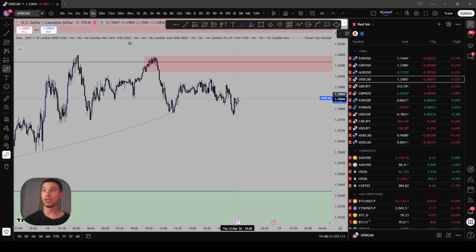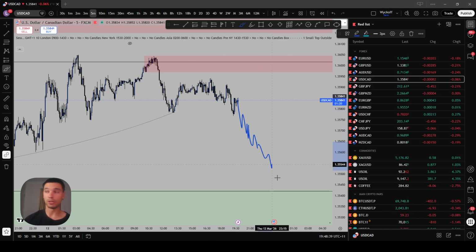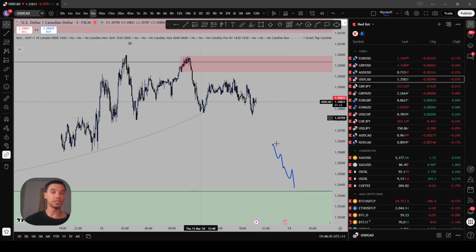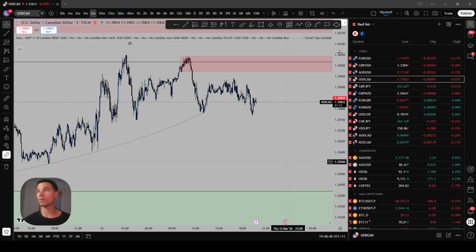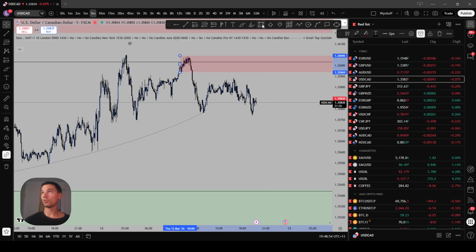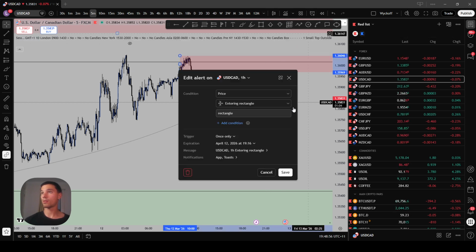Should price just flush down, which I don't think it will so far, I'd like to see some of these highs get taken out first once more. But should it do this, then it is what it is, and we have not entered, and that's fine. We look for another opportunity. There'll always be something presenting itself. But yeah, my alerts are set here, and not much more to do but wait.